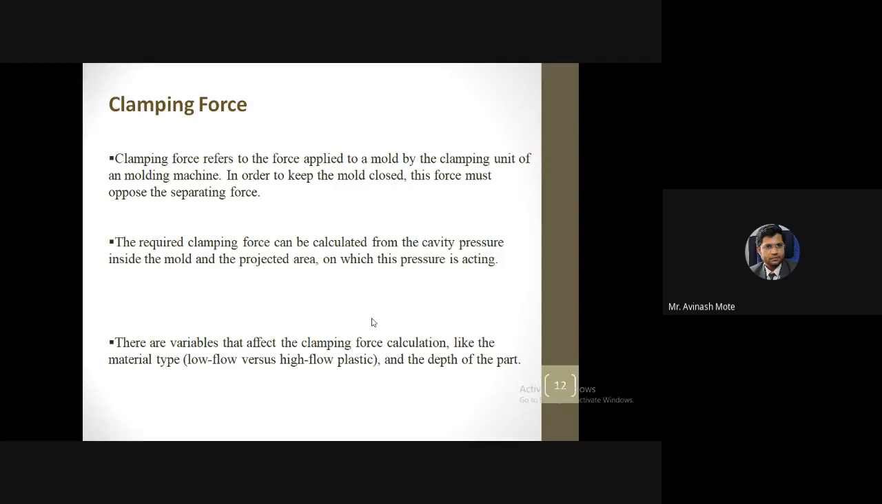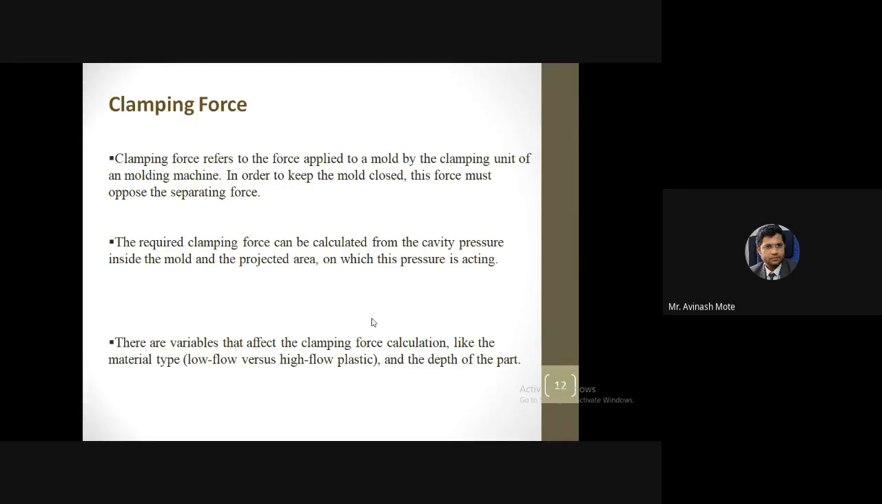But if the flowability of the material is very low, when the component is more dense it means less flowability. To make it flow, we have to apply pressure from the top, pressure by the ram, through the plunger. And in that case the clamping force requirement will be more.